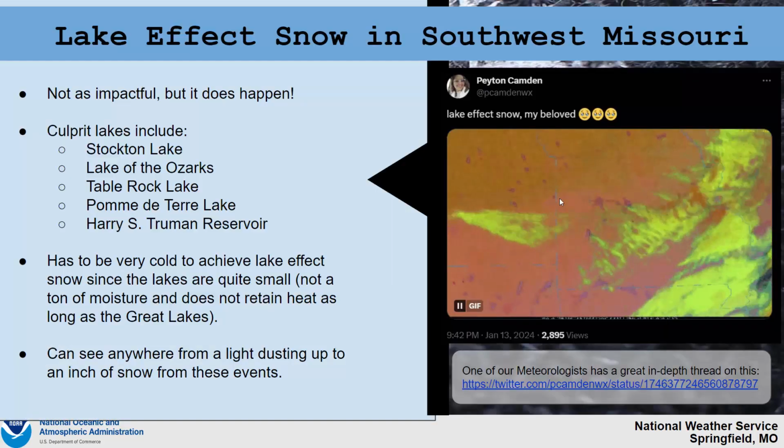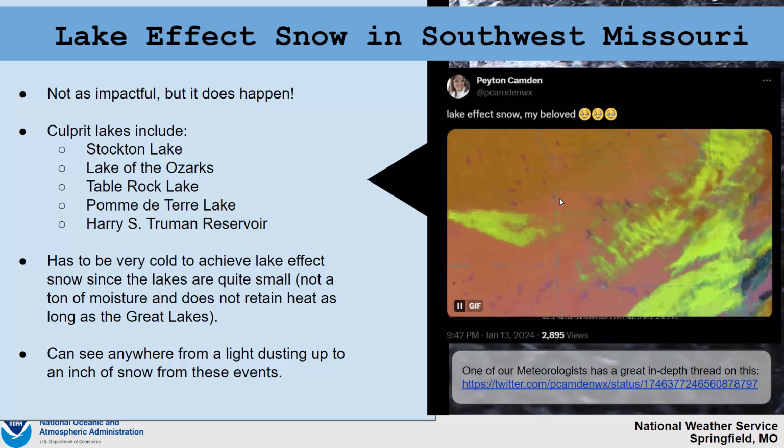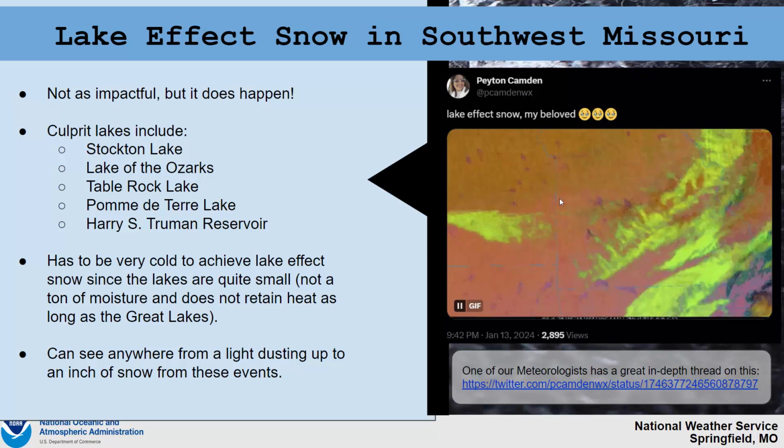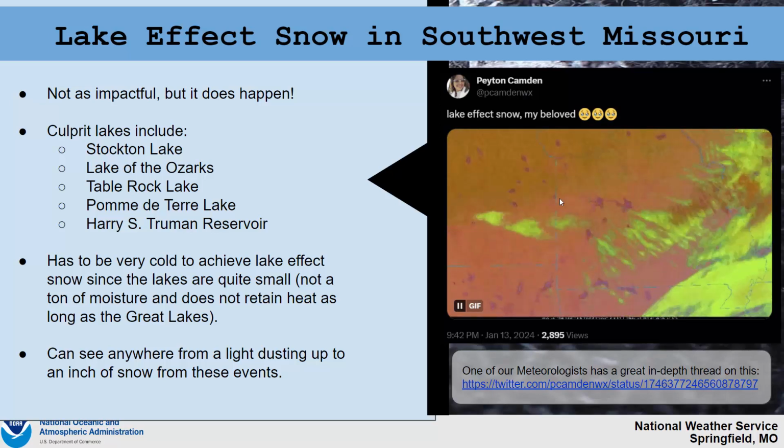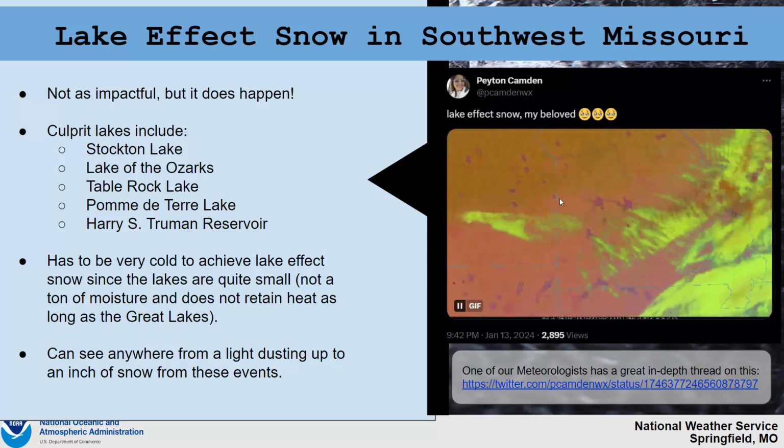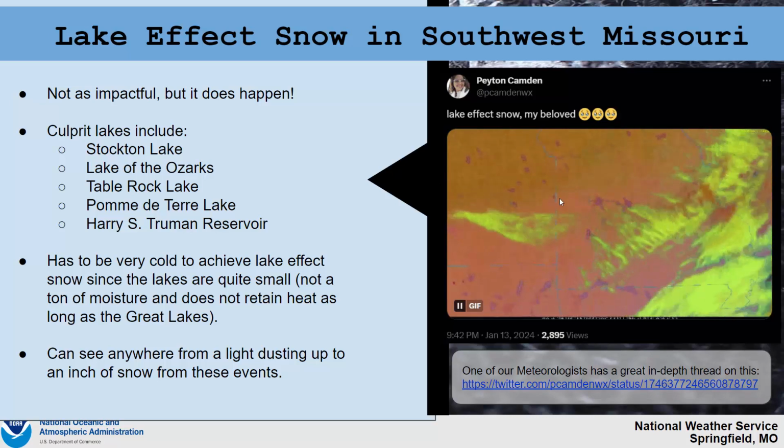So, the video is almost over, and you may be wondering, what does this all have to do with Southwest Missouri? The Great Lakes aren't even close to here. Well, you're right, but lake effect snow does happen in the Missouri Ozarks. It's just not as much snow or as impactful. And it has to be very cold since the lakes are smaller here, but when it does get that cold, you can see lake effect bands coming off lakes like Stockton Lake, Lake of the Ozarks, Table Rock Lake, and more. These can produce anywhere from a light dusting up to an inch of snow.